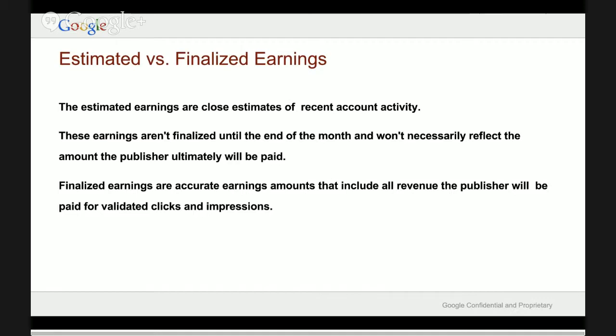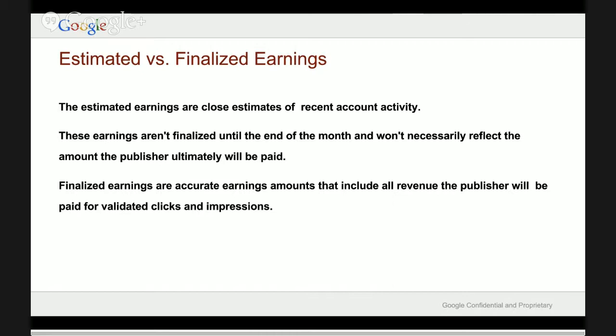Another question we get a lot concerns payments. So one of the questions is, what's the big difference between estimated and finalized earnings? Estimated earnings reflect close estimates of recent account activity as soon as possible. However, these earnings aren't finalized until the end of the month, and so they won't necessarily reflect the amount that the publisher will ultimately be paid out. So finalized earnings include all revenue that publishers will be paid for validated clicks and impressions.